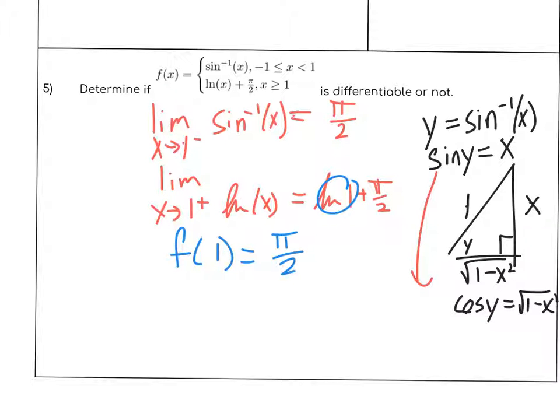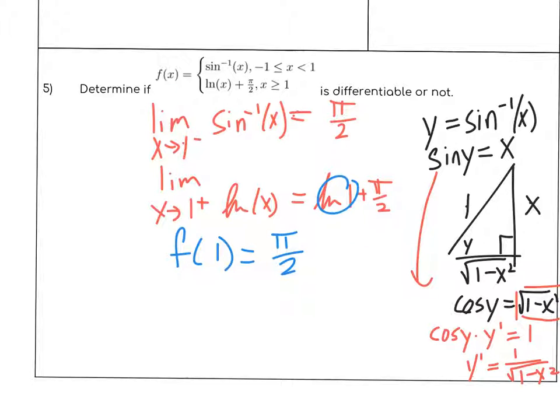Now I'm going to keep going with this. The derivative of sine of y would be cosine of y times y prime, and the derivative of x is going to be 1. Dividing by cosine of y, which we're going to substitute this guy in for, we get y prime is equal to 1 over the square root of 1 minus x squared.